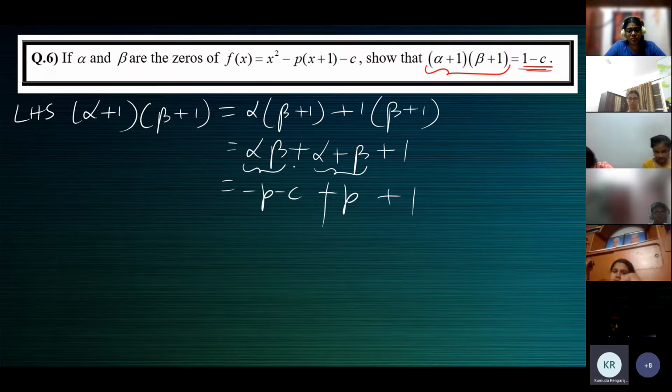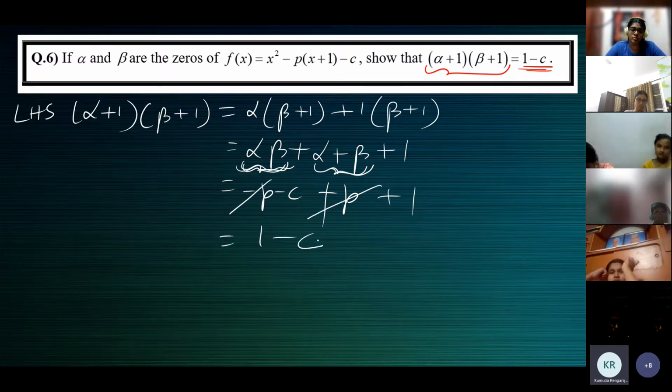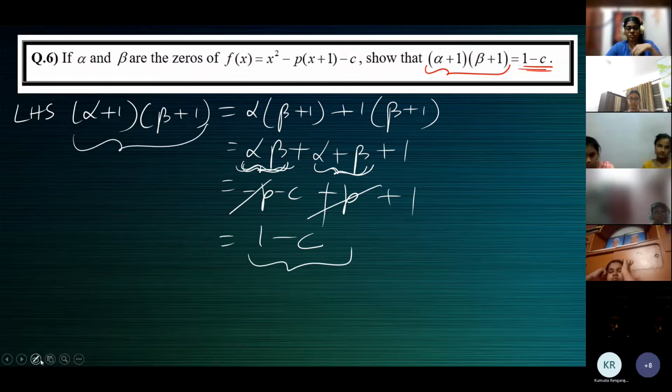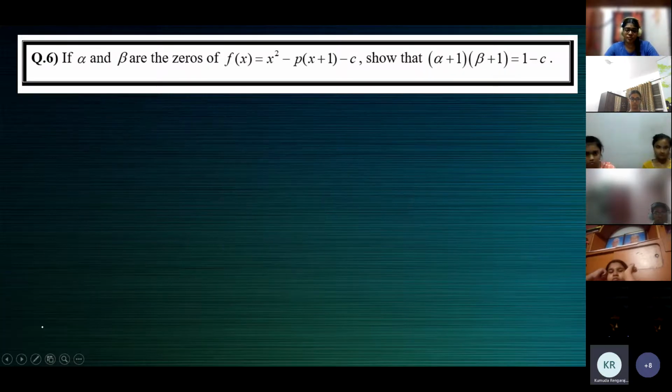Now see, why did we multiply? Because now I got alpha beta, which I know is minus p minus c, and I got alpha plus beta, which I know is plus p, plus 1. Now minus p plus p gets cancelled and the value is 1 minus c. So we proved that this is equal to 1 minus c. So the procedure is the same everywhere: polynomial, standard form, a, b, c, then alpha plus beta and alpha beta, then substitute the values and get it.